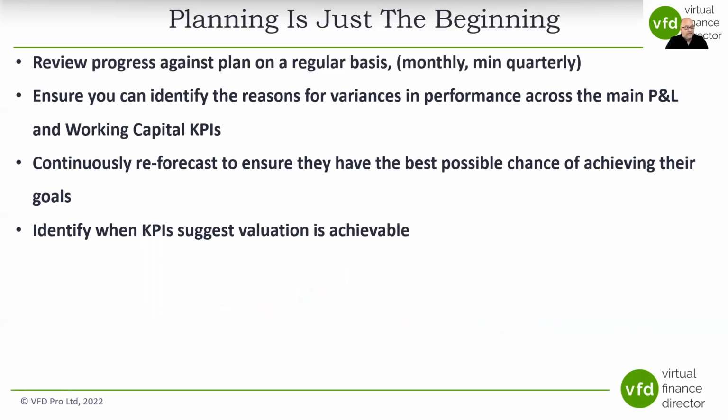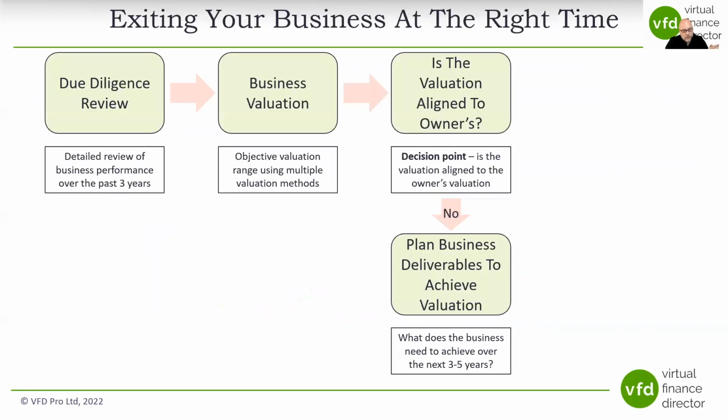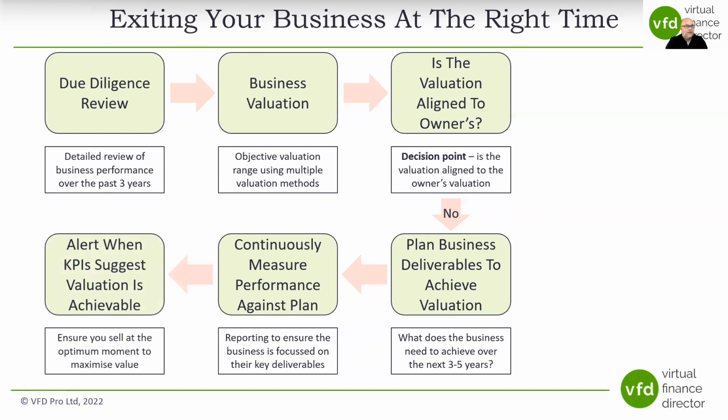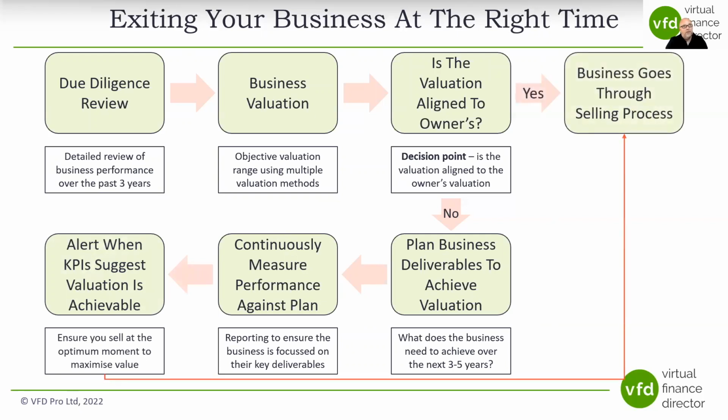Then all we want to do is identify when the KPIs suggest that the valuation is achievable. And we can do that all in the same monthly reporting. So we've got our plan. We're able to continually measure performance against that plan. We can report on that on a monthly basis, on a quarterly basis, understand where we are against those KPIs, understand exactly when we think we're going to hit those KPIs, and when the performance suggests that we are going to achieve the desired valuation, we can then go back through that process.